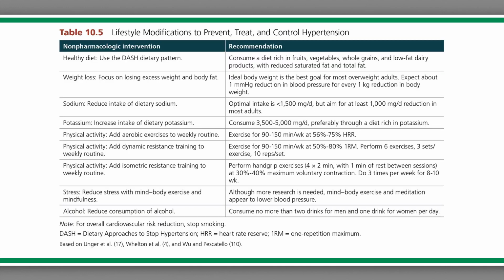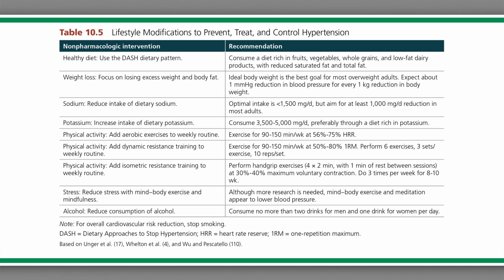The lifestyle modifications are all going to be related to some of the questions that you're asking during the history, right? So this is where you can ask about the diet and how much sodium that they consume. We can ask about their physical activity. We can ask about their stress level and also their alcohol consumption and obviously their smoking.